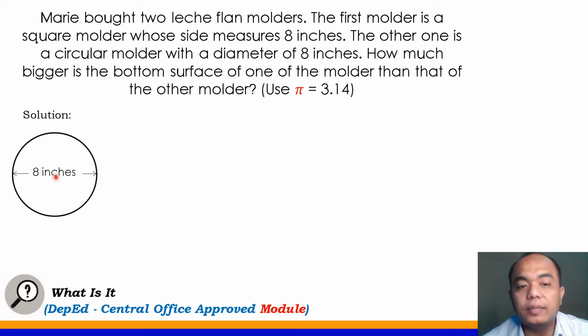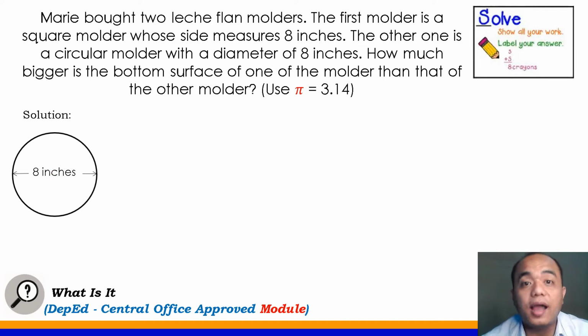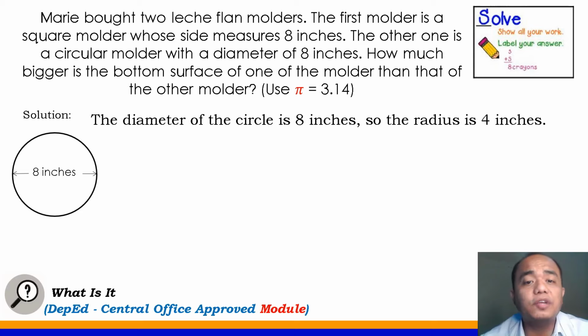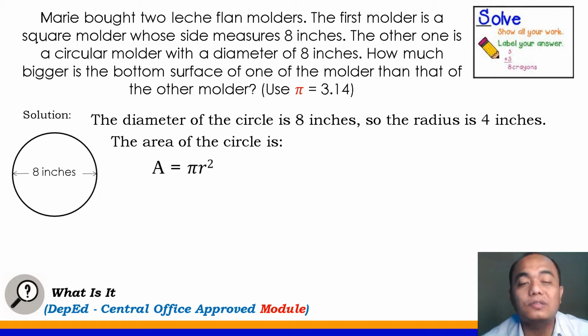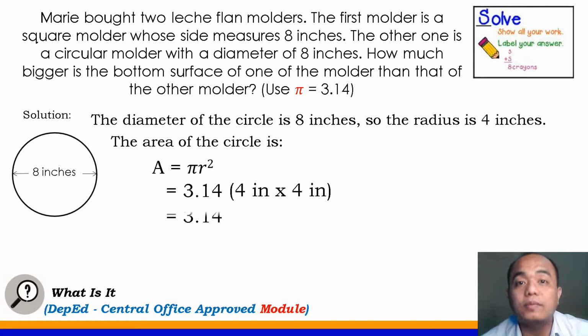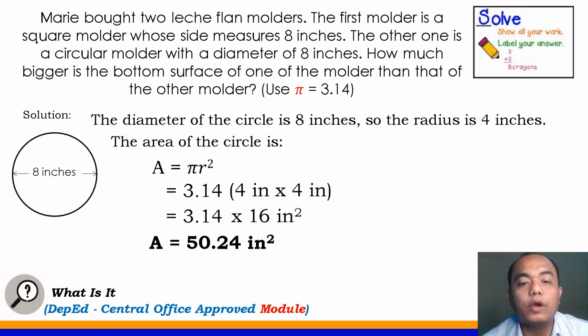Hindi 8 inches ang gagamitin natin, class, kasi diameter yan. So, ang ating gagamitin is the radius. Ano bang measurement ng radius natin for this figure? Yes, we have 4 lang, di ba? So, the diameter of the circle is 8 inches. So, the radius is 4. So, we will use 4. The area of the circle here is, area is equal to pi r squared. Substitute, that will become 3.14 times 4 times 4 will give you 16, right? And 16 times 3.14 will give you 50.24 square inches.